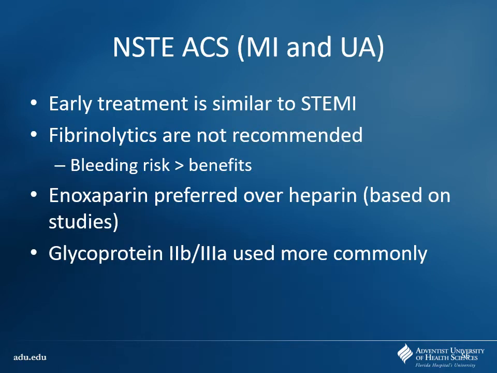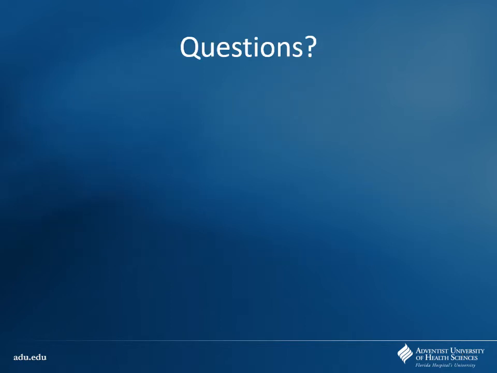But looking at unstable angina and MI, you're going to find that the therapies are pretty similar, except you really don't use fibrinolytics for these patients. Most of the time, getting them to the cath lab is the most important thing. Most often, they're going to be using 2B3A inhibitors more commonly, and enoxaparin gets used a little bit more frequently than heparin. Really only big differences in those cases. So that's it for cardio part 3. Any questions on that? That's a bit of a whirlwind, but again, very important drugs you're going to run into.